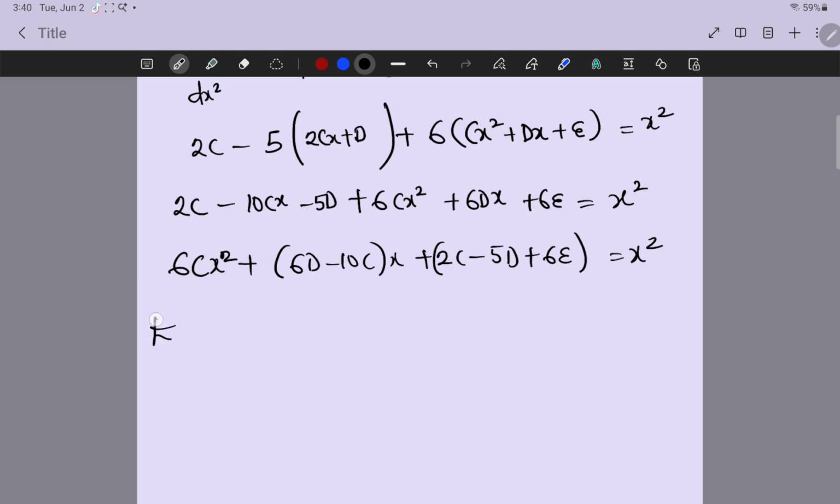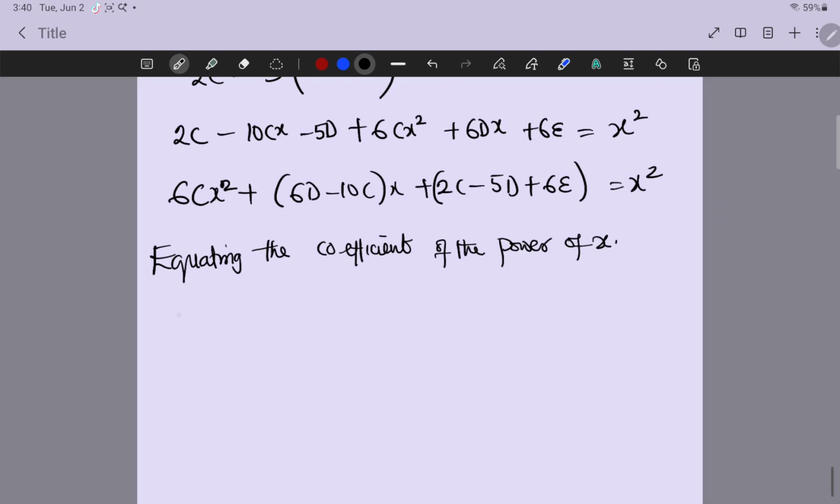So let's write: equating the coefficient of the power of x. Equating the coefficient of the power of x, then for x squared, we have 6c x squared is equal to x squared. So this cancels this. So we have 6c is equal to 1, right? It means that c is equal to 1 over 6.